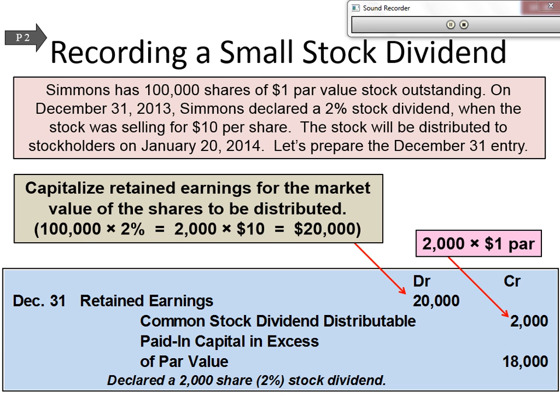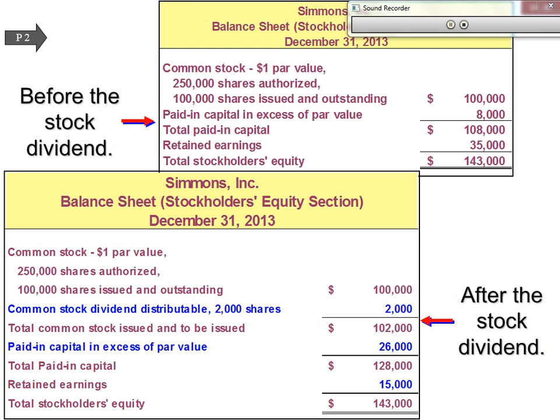And the 2,000 comes from here. This is what the stock was actually worth. And then they made a gain or paid in capital in excess of par, 18,000. That's just what a small stock dividend does.